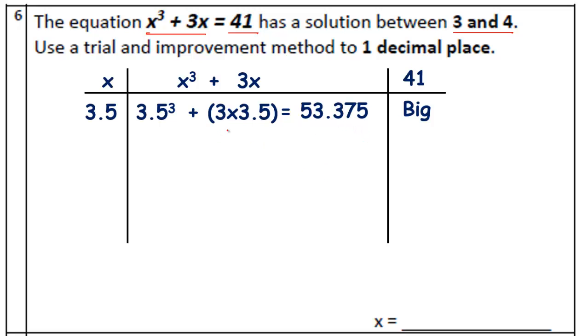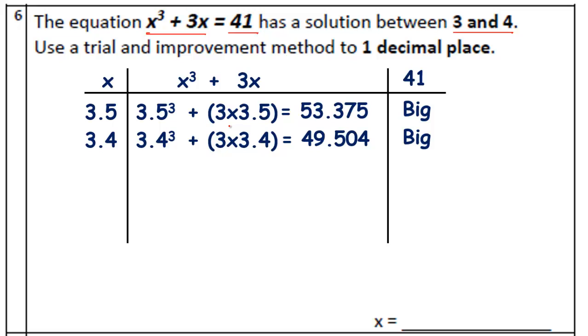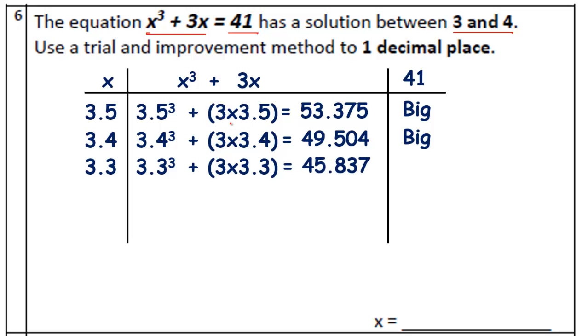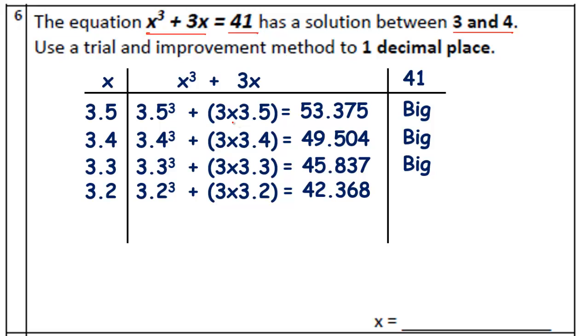I'm going to now try 3.4. Use the replay button to change it, work out your answer, and I've got another answer which is too big. Again, go backwards, reuse your replay button, change the 4s to 3s, and you have 3.3. Try it for yourself, work it out, and you should be getting 45.837. Still too big. I'm going to try 3.2 next, and trying 3.2 gives me 42.368. Closer, but still too big.